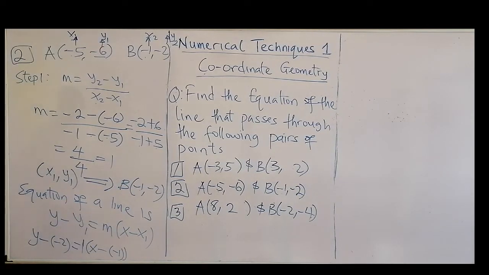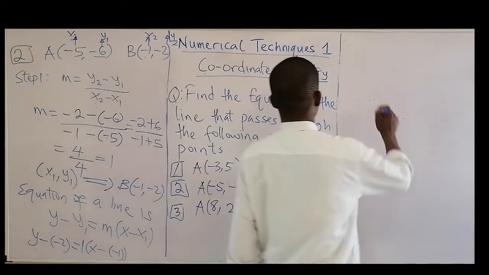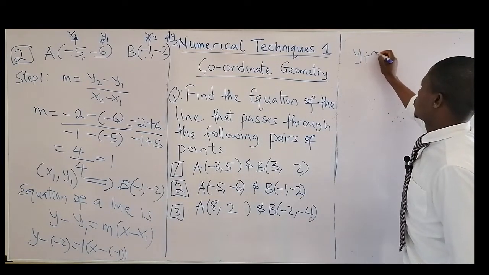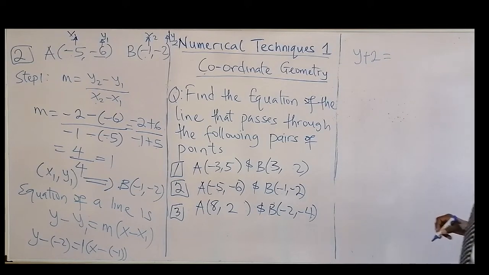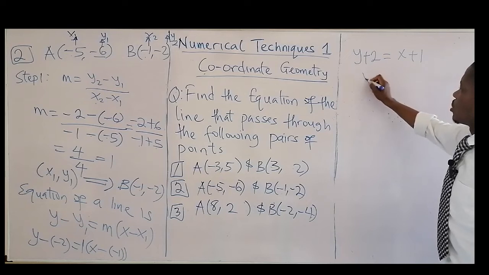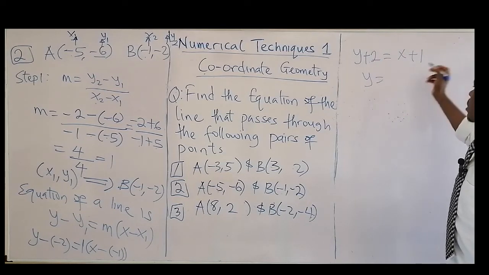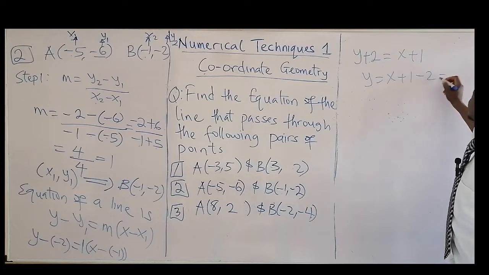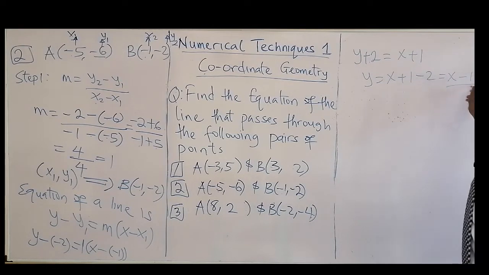Okay, then open the bracket. So that will be equal to minus minus, that's y plus 2 equal to x plus 1. So y is equal to what? Move these two to the other side. So that will be x plus 1 minus 2. And that is equal to what? x minus 1. So that finished, that's question 2. Then we go to question 3.